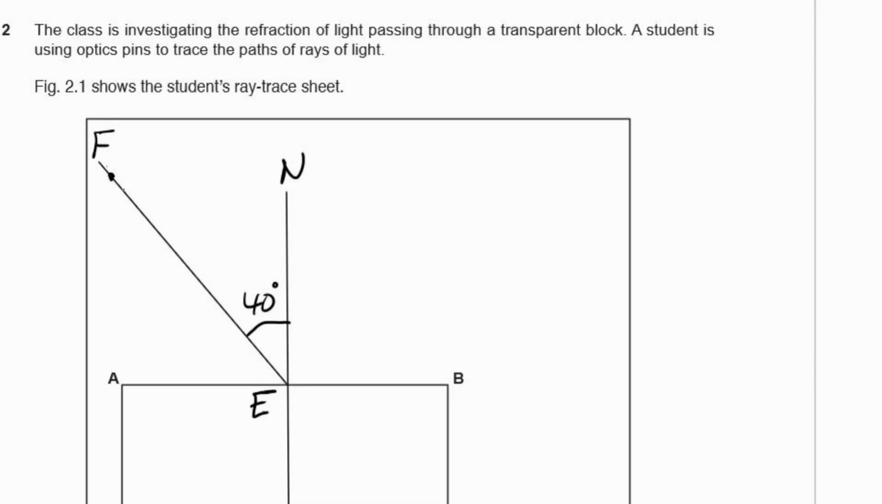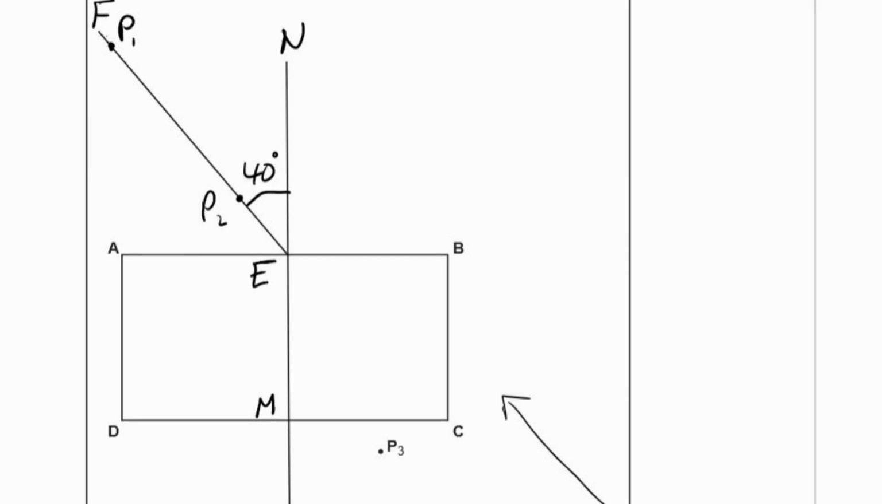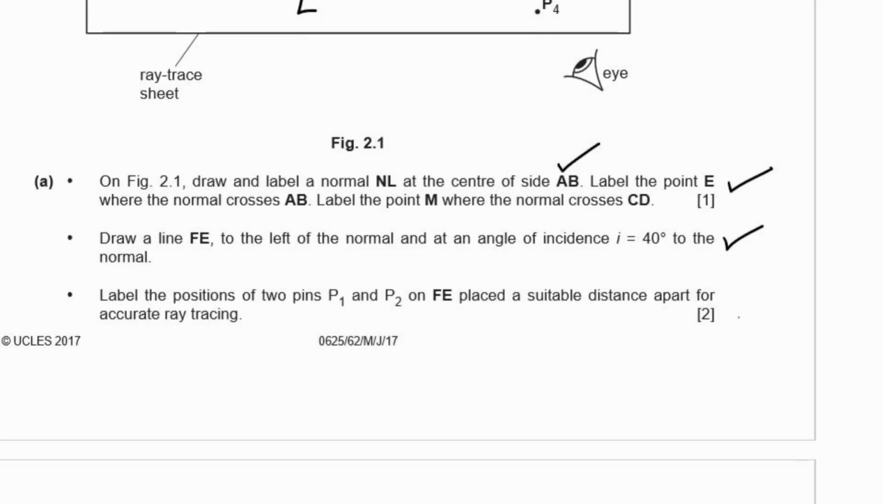So there we go, one there, and one further down much closer to the edge, that's it. And we have to label those P1 and P2. Alright, let's move on to the next part. First we'll come down here and just put a little tick there so we know that that's done as well.